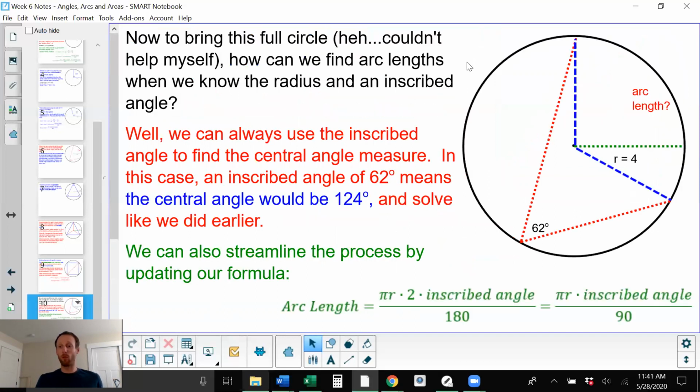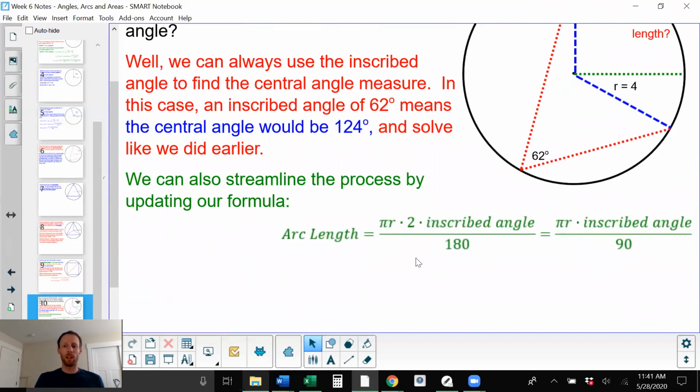All right, so let's bring this back full circle and examine the problem we were looking at before. How can I use this 62-degree inscribed angle to find this arc length? I know that the central angle that has the same two endpoints as this inscribed angle, and therefore the same two endpoints as this arc, has got to be double 62, which would be 124 degrees. Once I have that central angle, I can use the same formula we used earlier to find this arc length.